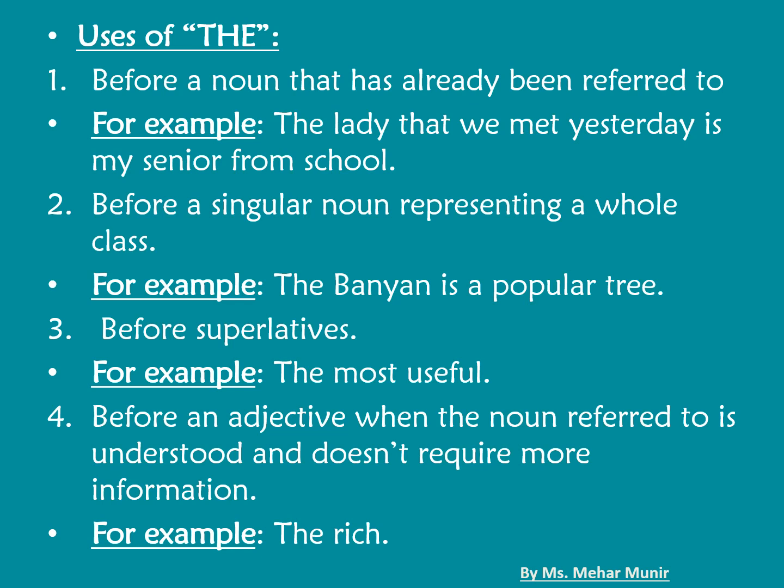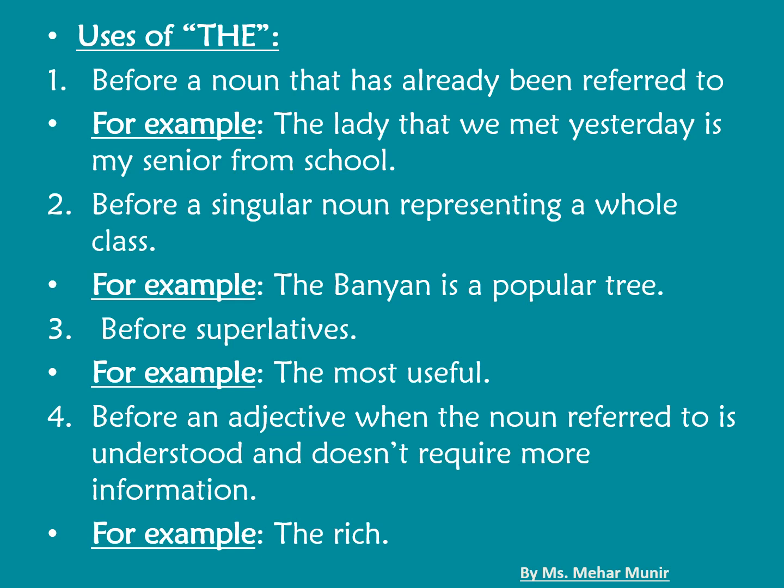Rule number 2. Before a singular noun representing a whole class. For example, the banyan is a popular tree. The banyan shows that it is the whole class or whole category of tree, so we used the. Rule number 3. Before superlatives. For example, the most useful. The most useful is the superlative degree, so we used the here.